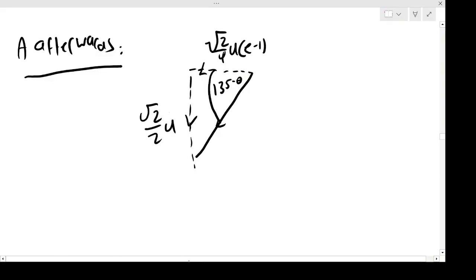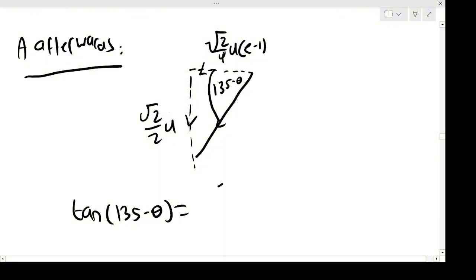That's sort of my velocity triangle afterwards with my two components and the angle here. So now I can apply SOHCAHTOA, right? So I can do tan, because that's opposite over adjacent. So tan of 135 take away theta, that's going to be again opposite over adjacent.